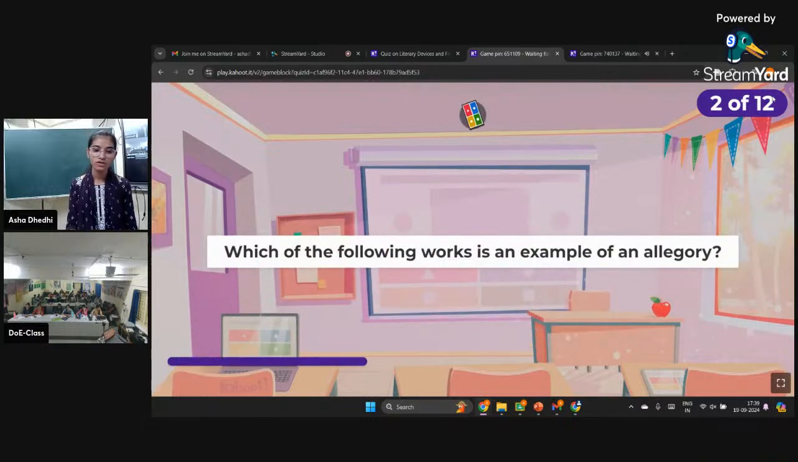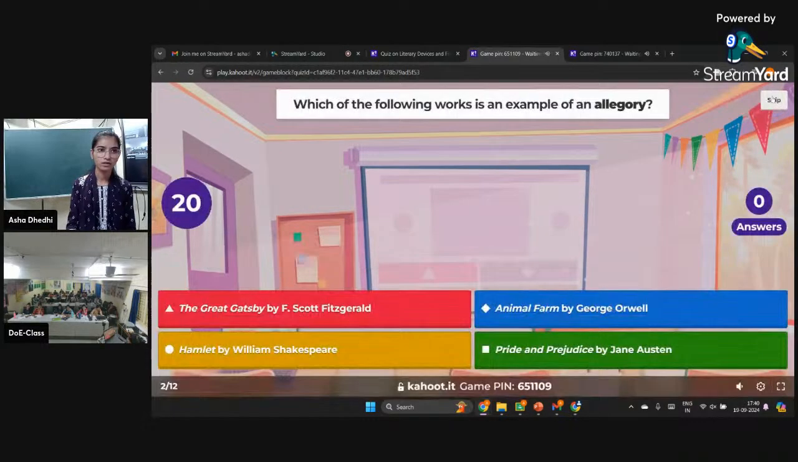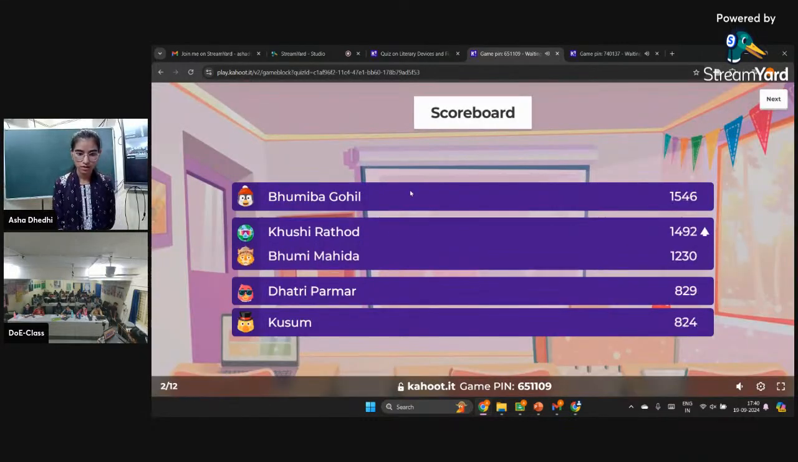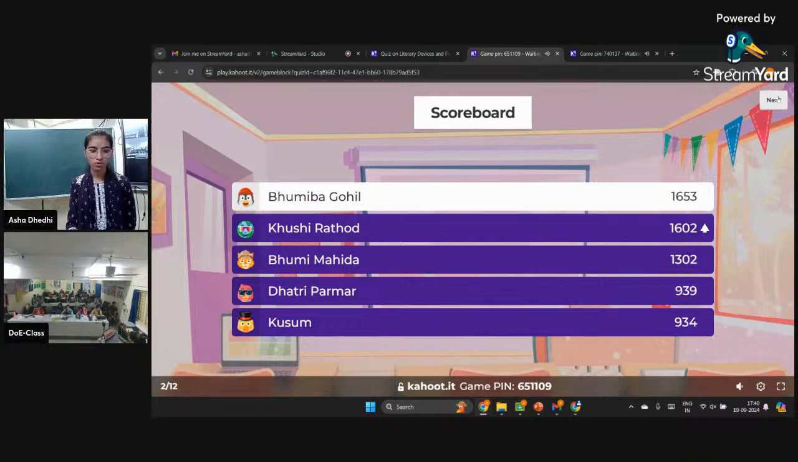The second question: which of the following works is an example of an allegory? You have to find the allegorical work. The Great Gatsby by F. Scott Fitzgerald, Animal Farm by George Orwell, Pride and Prejudice by Jane Austen, or Hamlet by William Shakespeare. The right answer is Animal Farm. That is a historical allegory, where a historical event is used in this particular allegory. So still, Bhumika Gohi is on the first position.